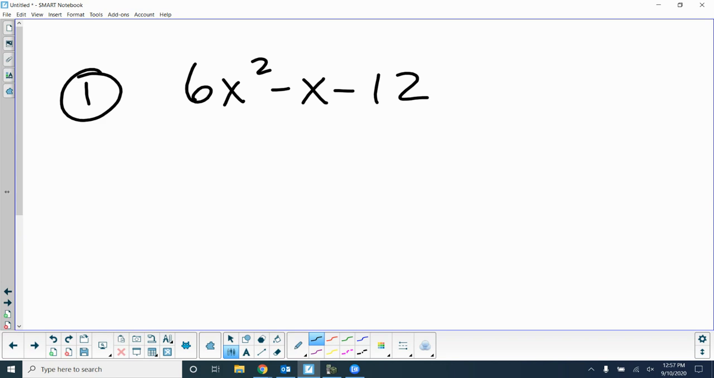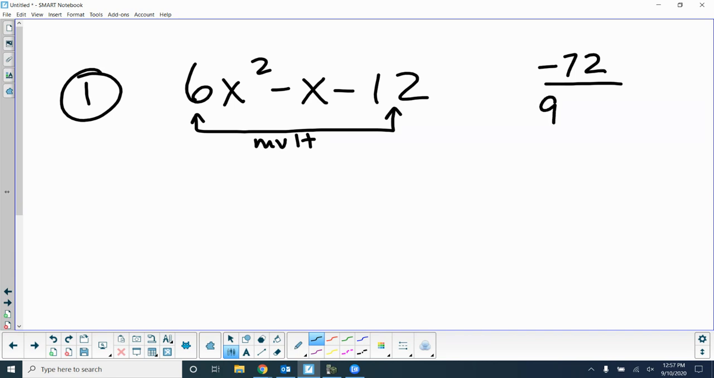What do we have to do when the a value is bigger than 1? Multiply the a times the c, right? Which is negative 72. So, what factors do I want? Anybody? 9 and negative 8. Good. When I multiply those, I get the negative 72. When I add those, I get the, oops. Should be negative 9 and positive 8, right? So we get the negative 1.